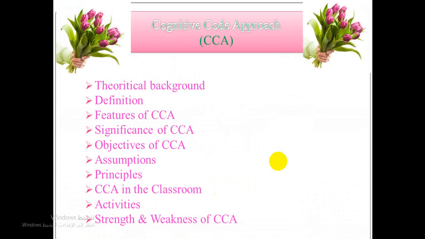The outline covers the theoretical background, definition, features of the cognitive code approach, significance of the cognitive code approach, objectives, assumptions, principles, the cognitive code approach in the classroom, activities, and strengths and weaknesses of the cognitive code approach.